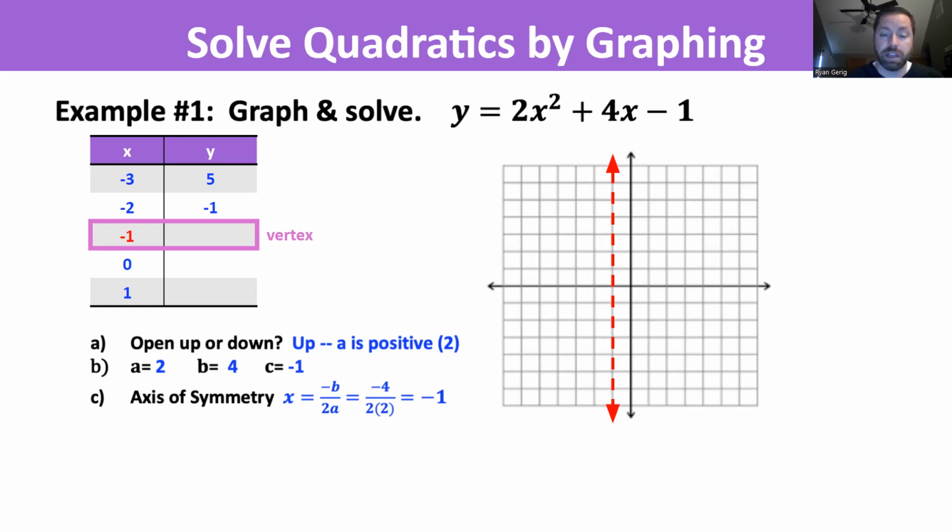If I put -1 in, -1 squared is 1. 2 times 1 is 2. 4 times -1 is -4. So 2 plus -4 is -2. -2 minus 1 is -3.